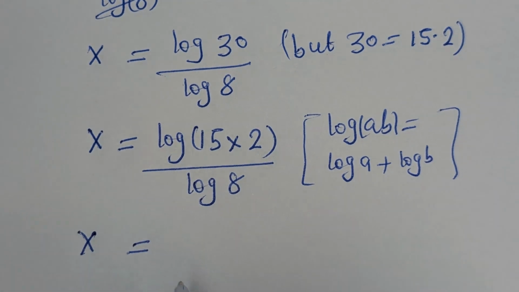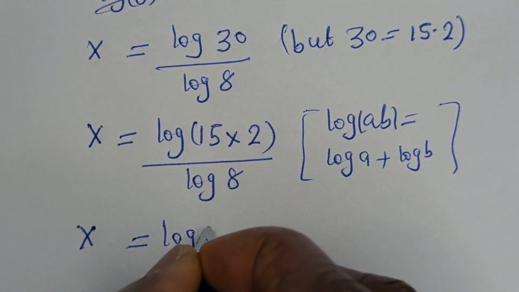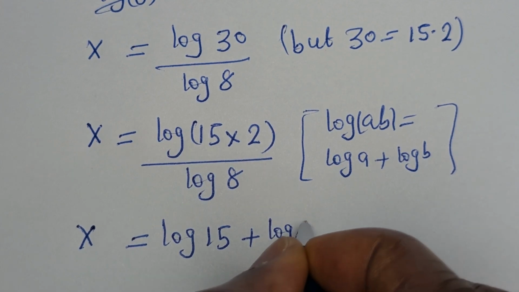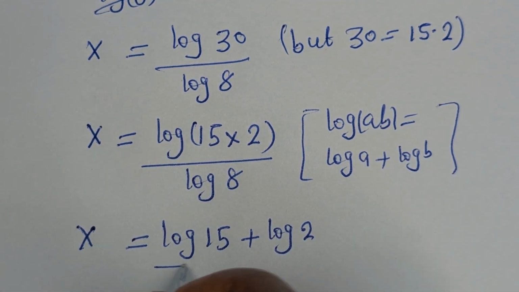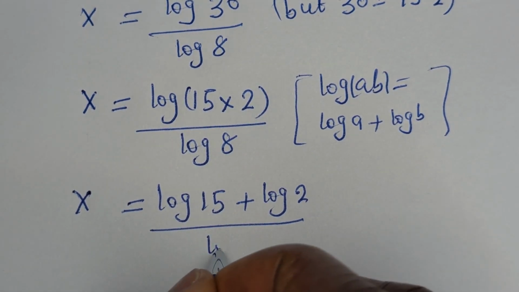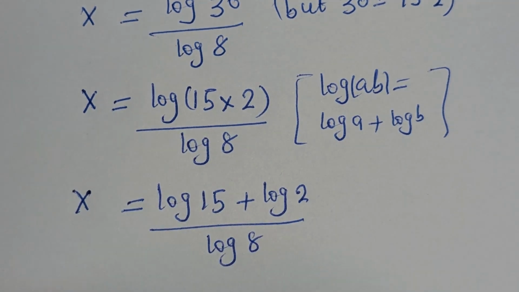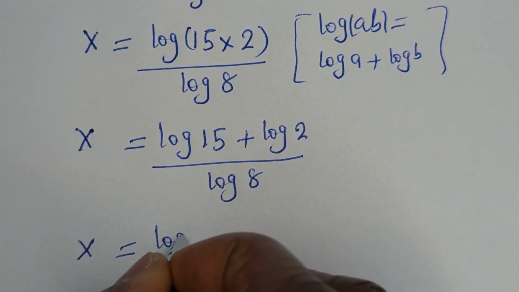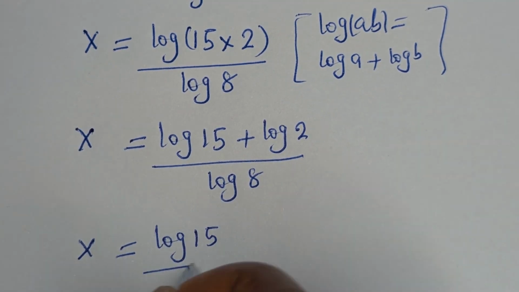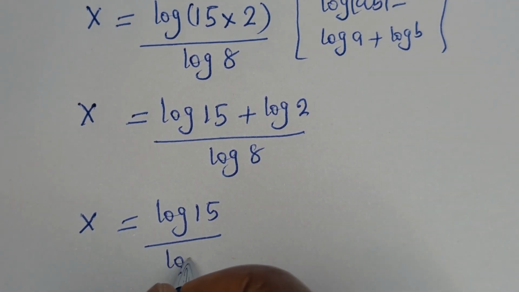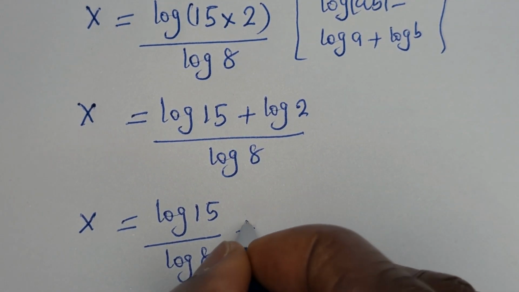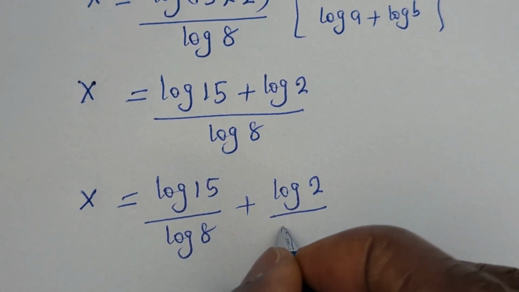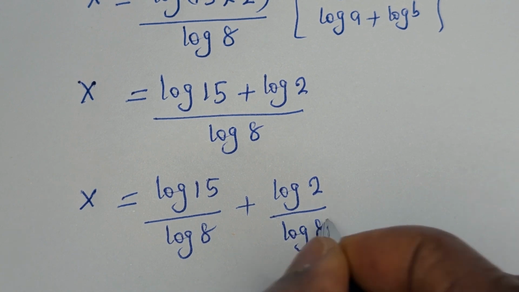S is equal to log 15 plus log 2 divided by log 8. S is equal to log 15 divided by log 8 plus log 2 divided by log 8.